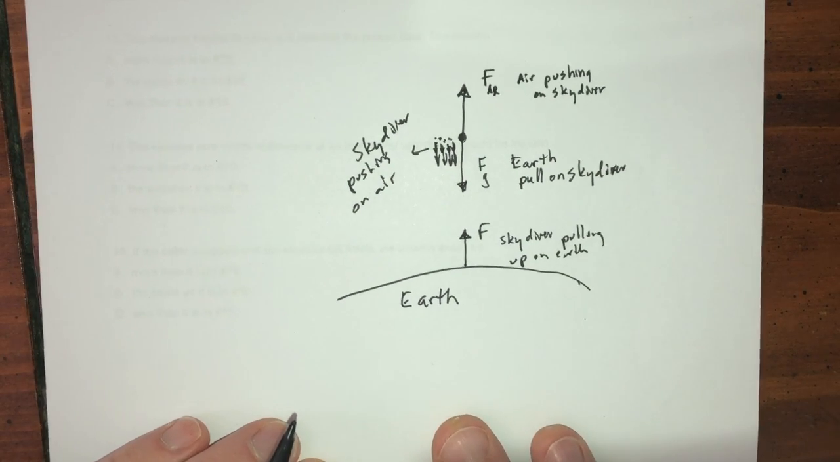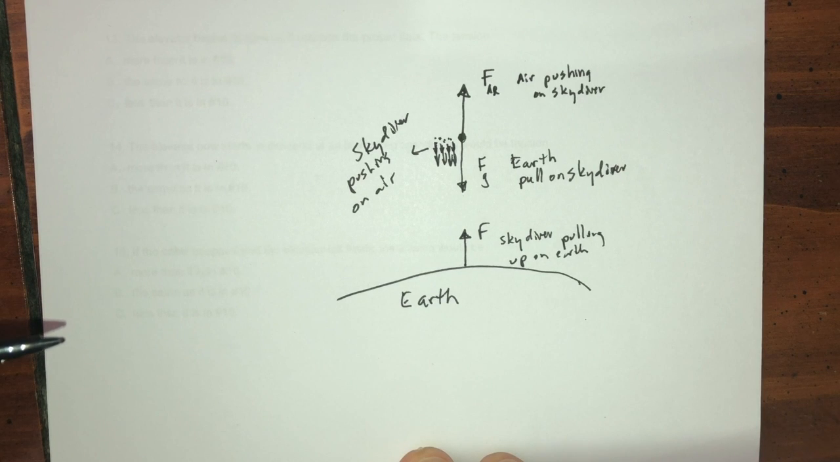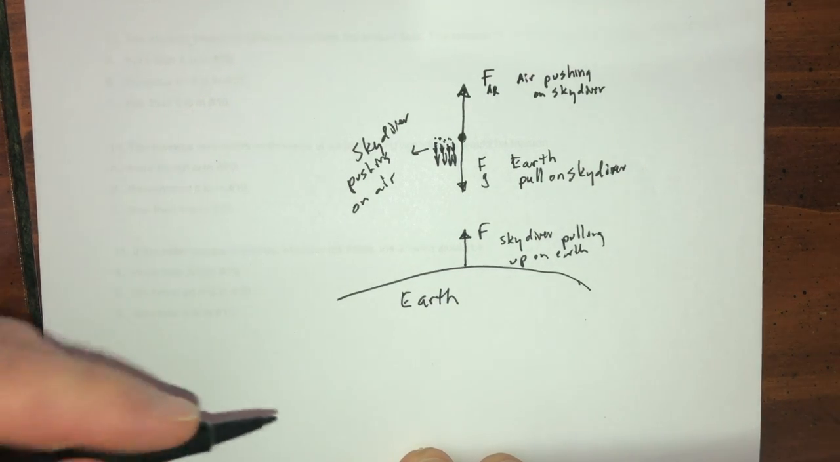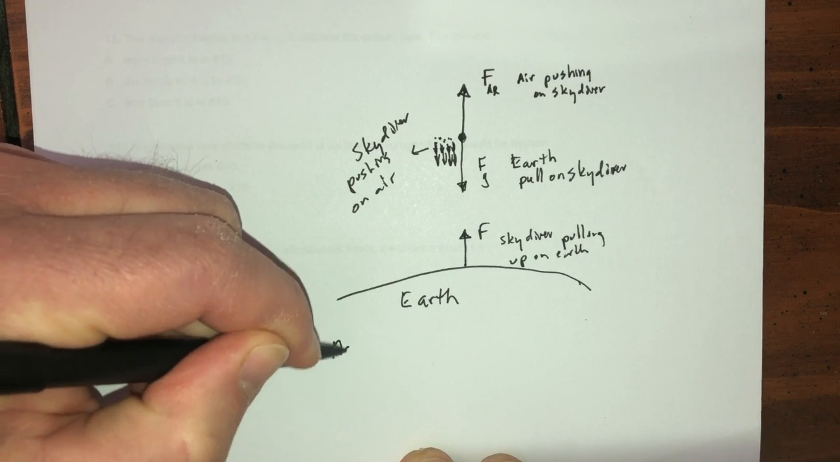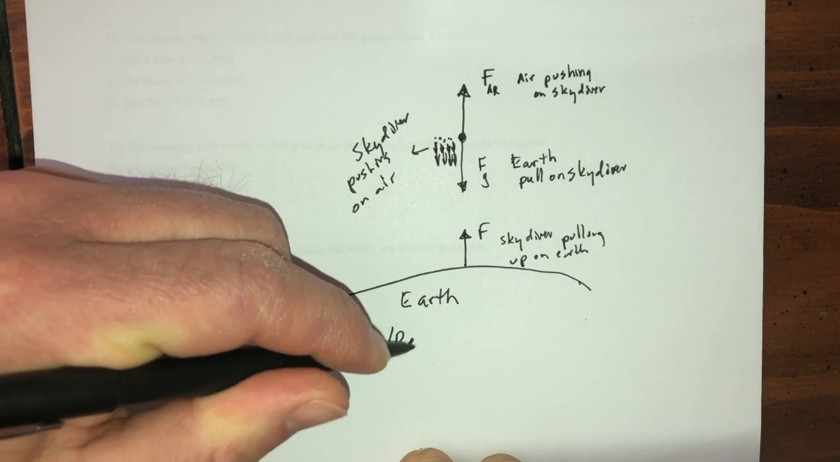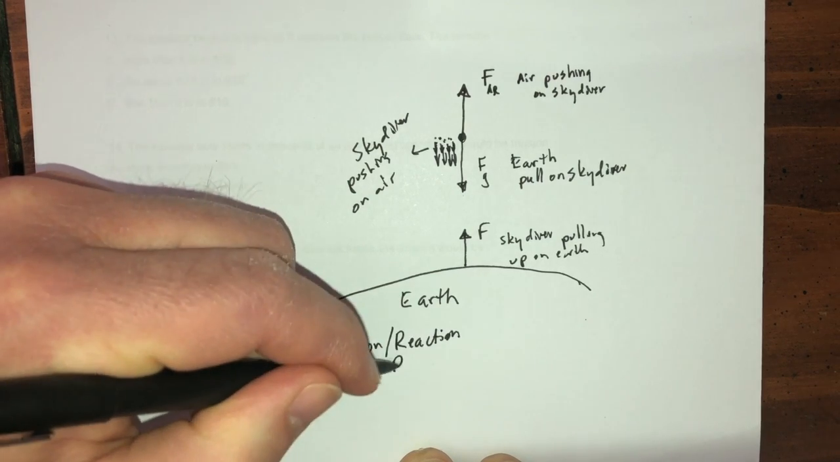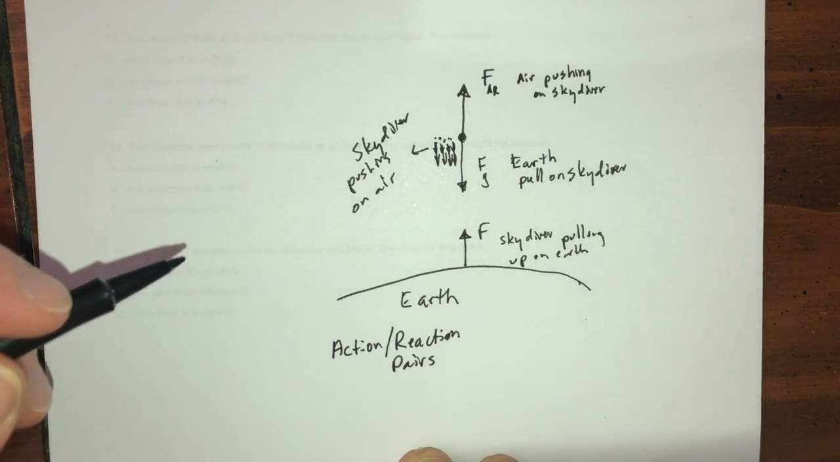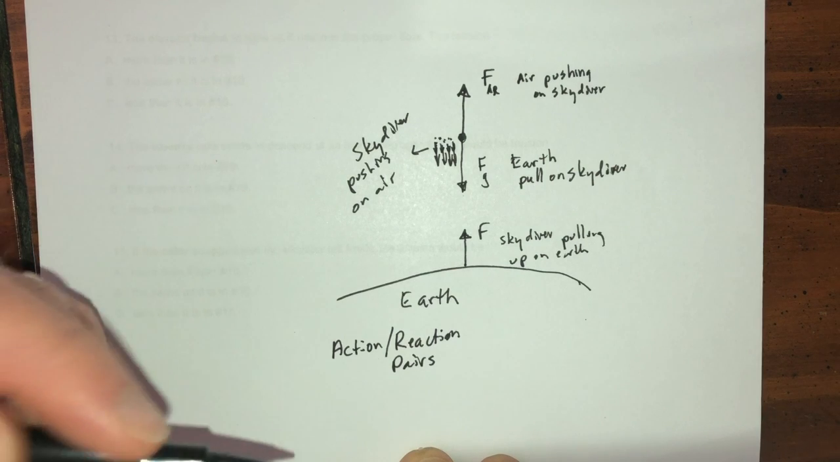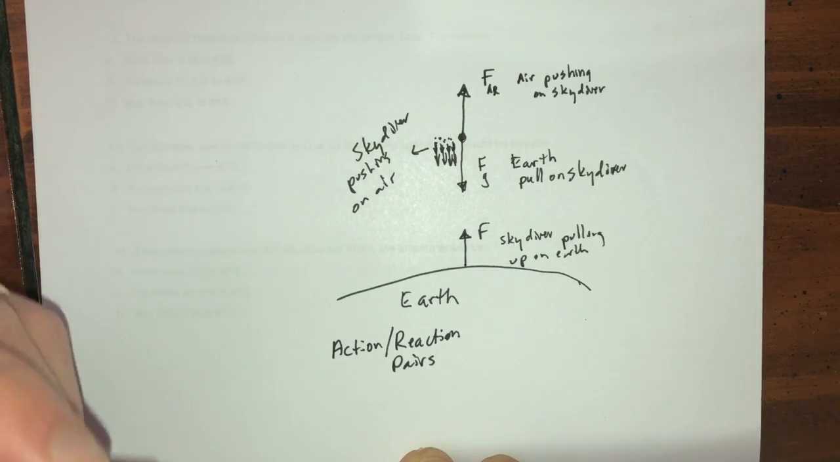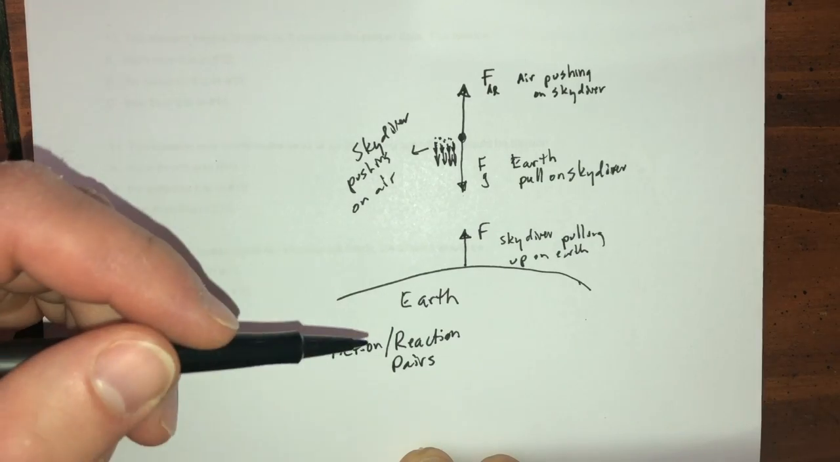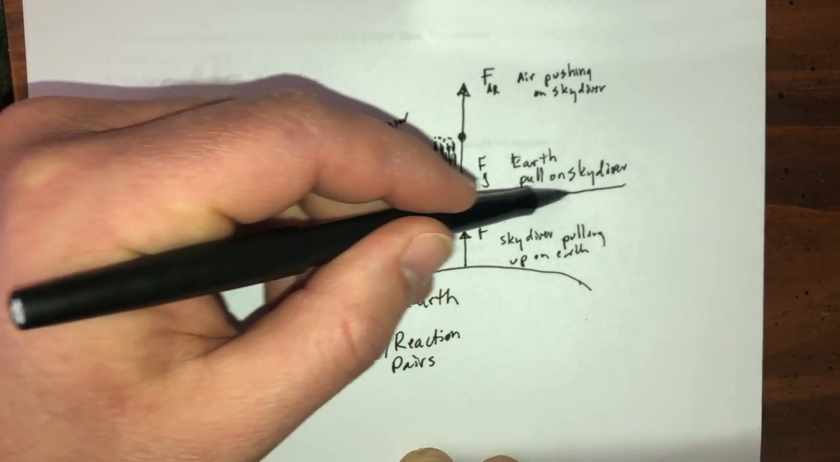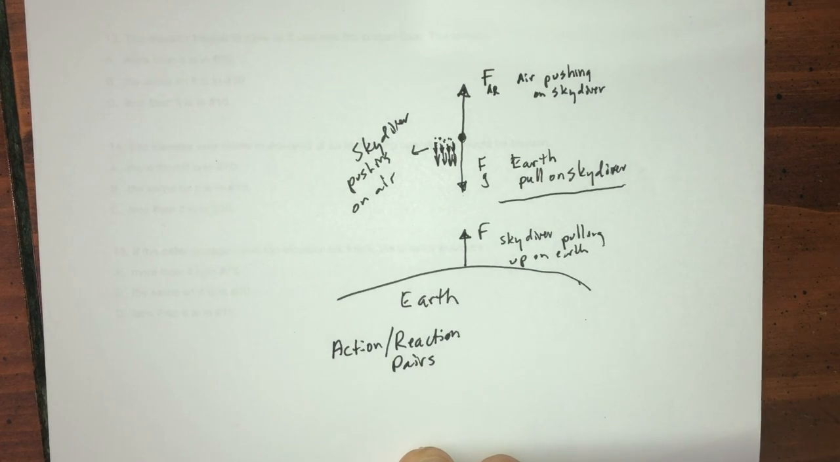And so we have action-reaction pairs and balanced forces acting here. So what are the action-reaction pairs? The action-reaction pairs, remember, are when one object pushes on another object or pulls on another object, and that object pulls back. So basically, again, think like a caveman here. Let's take a look at this force. Earth pull on skydiver. Well, what is the opposite of Earth pull on skydiver? It is skydiver pull up on Earth.